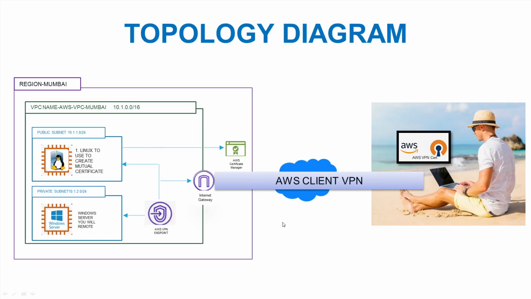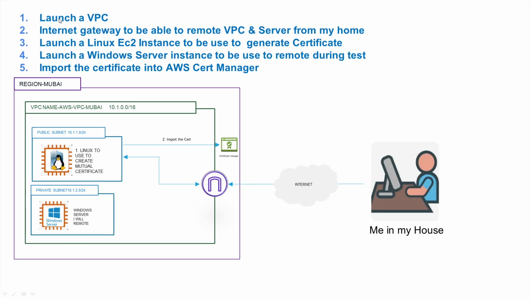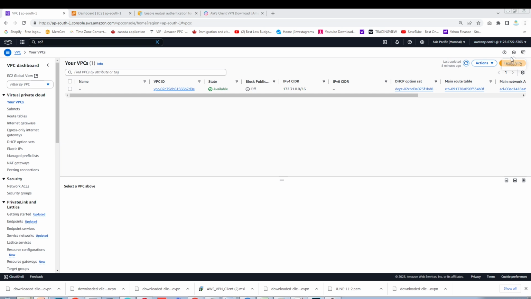I will be using Mumbai, and so we will do the following. We will launch the VPC. We will install an internet gateway so that I can connect from my home to the Linux server to create the certificate for the server and the client VPN. And we will launch an instance for Windows that we can use during the testing, like a remote desktop. After we create the certificate, we will import it into the certificate manager. Okay, let's get started. Then we will create a VPC.